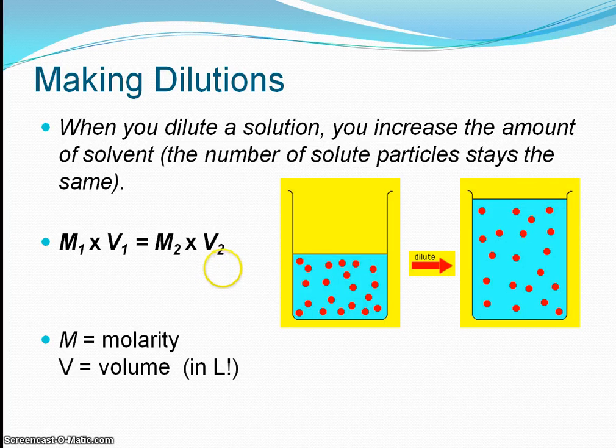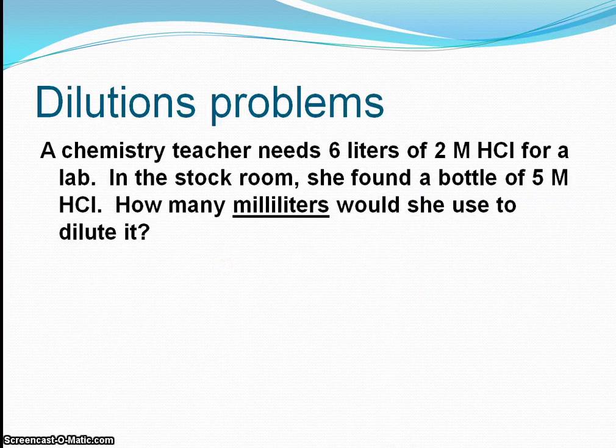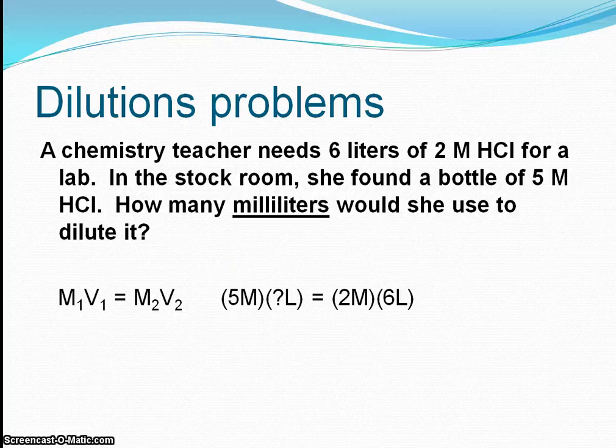So let's try a dilution problem. It says a chemistry teacher needs 6 liters of 2 molar HCl, but in the stockroom you only have 5 molar. So you're going to have to dilute it down to 2, and they want to know how many milliliters would you use to dilute it. So you always want to match up the numbers that go together. So you see how 6 liters of 2 molar, so the 6 and the 2 need to go together. And then you have 5 molar, and you don't know how much of that you need, so 5 goes with X. It really doesn't matter which side of the equal sign you have them on, as long as you have the 2 with the 6 and the 5 with the X.